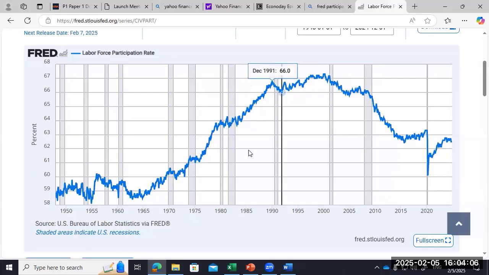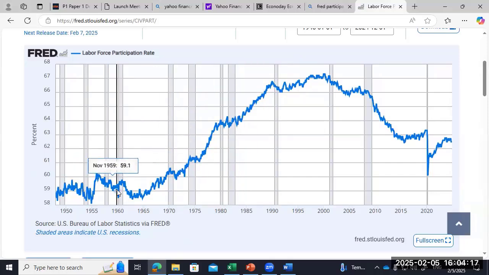It grew in the 70s. Did we talk about why it grew in the 70s? Who joined the workforce in the 70s? Women joined the workforce. So we went from the upper 50s, low 60s, up into the upper 60s. Since then, it's been trailing down.